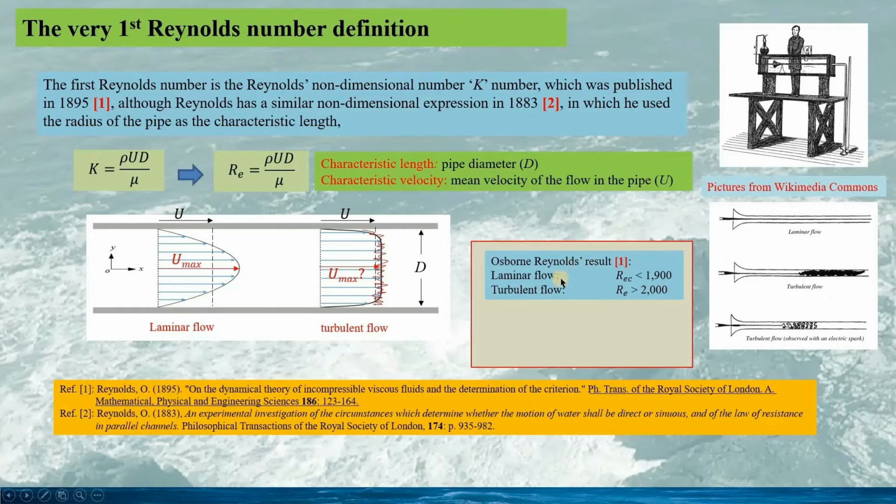Osborne Reynolds gave the result for the laminar flow: the Reynolds number would be smaller than 1,900, and the turbulent flow would have a Reynolds number larger than 2,000. In modern fluid mechanics, the critical Reynolds number for a pipe flow is 2,300, and the pipe flow would be turbulent when the Reynolds number is larger than 4,000. And between these two Reynolds numbers, the flow in the pipe would be transitional.